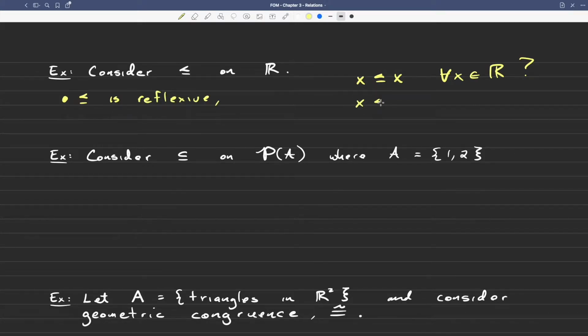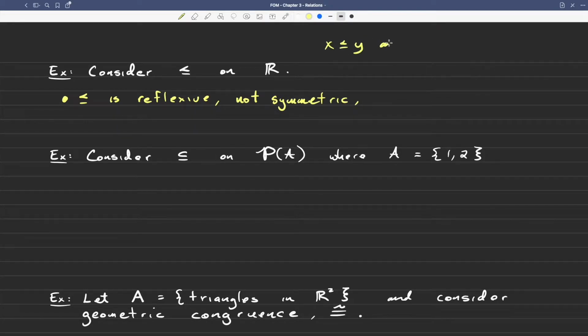Is it true that x being less than or equal to y implies y is less than or equal to x, for symmetry? Well, of course not. 1 is less than or equal to 2 does not imply 2 is less than or equal to 1. So it's not symmetric. And then is it true that if x is less than or equal to y and y is less than or equal to z, that implies x is less than or equal to z? You betcha. If you put these things on a number line, you see that it's clearly true.